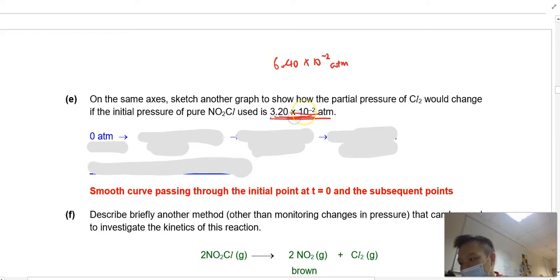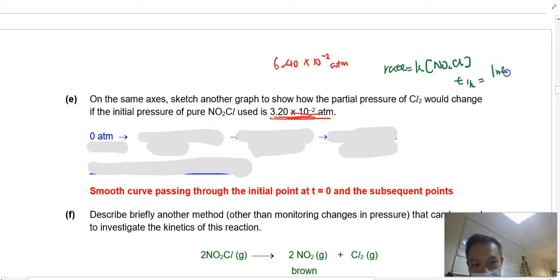Now it's half. Okay, so let's think about it. Should t half remain constant? Okay, t half should remain constant because it's still a first order reaction, right? We recall rate equals k[NO2Cl]. So we know that t half remains constant because t half is defined as ln 2 over k. In this case, your k is unaffected by your NO2Cl, right? k is a rate constant, so k is not changed because you're still doing it at the same temperature. You only change the partial pressure of NO2Cl. So t half should remain constant at 900 seconds. And so far?